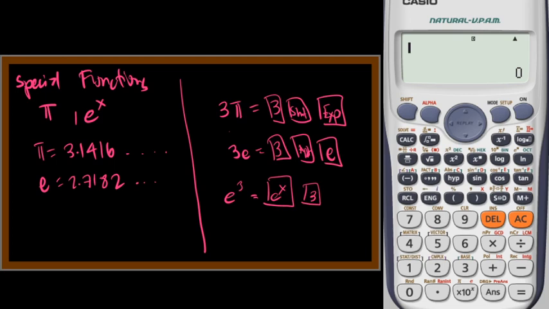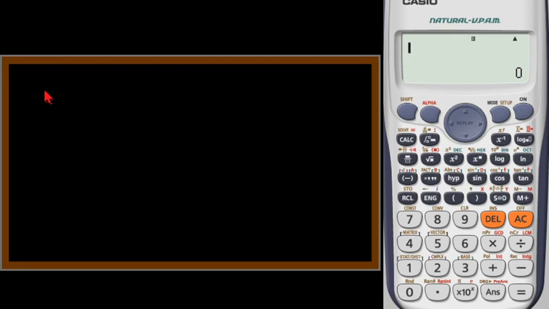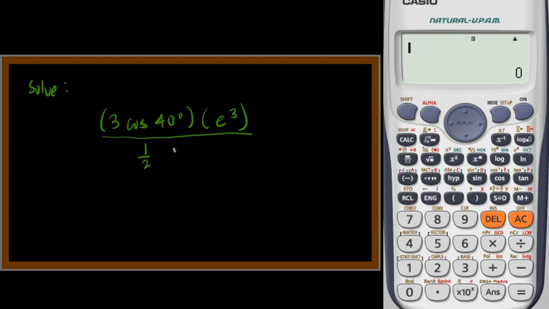Okay, so the next thing to do now is to try to combine all the functions in solving a simple mathematical problem. For example, we need to solve 3 cosine 40, then multiply this by e cubed, all over 1/2 sine 70 degrees. So that is now a combination.